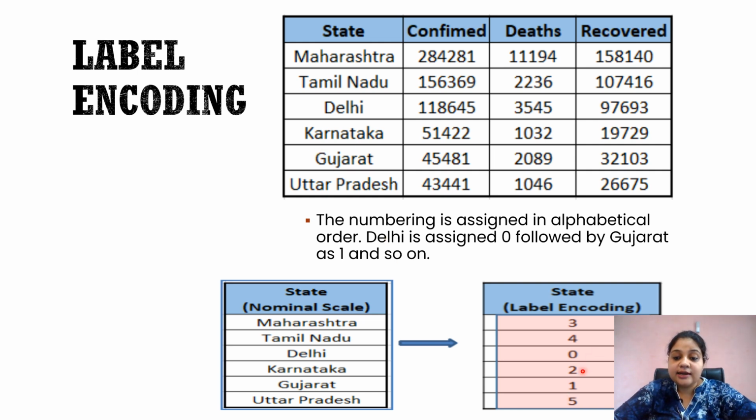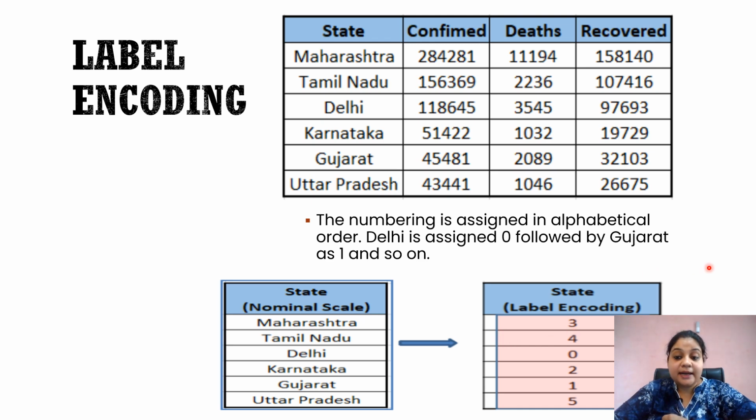So Karnataka will get a value of 2 and so on. This way we have encoded our categorical variable into a continuous variable in the range of 0 to 5. That means we have 6 states. So label encoding, as we have just discussed, will convert into continuous values from 0 to n minus 1. Here n is 6, so it is converting from 0 to 5.